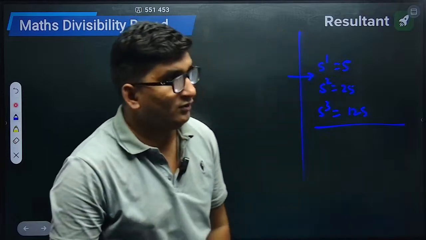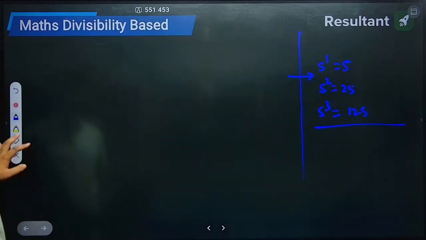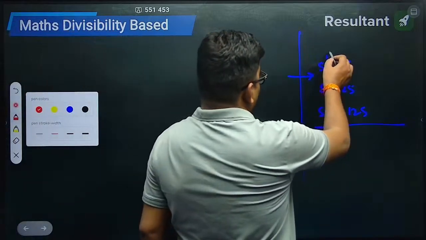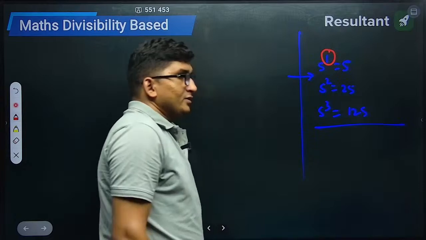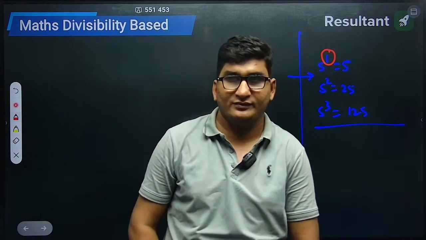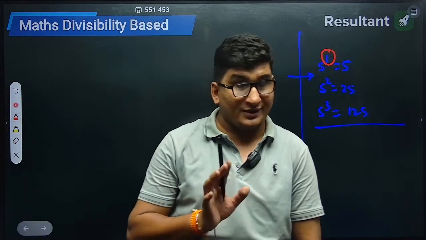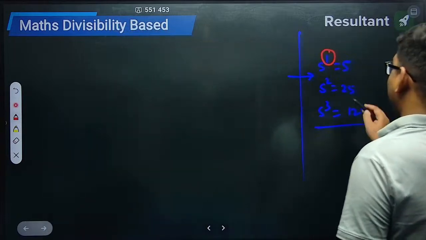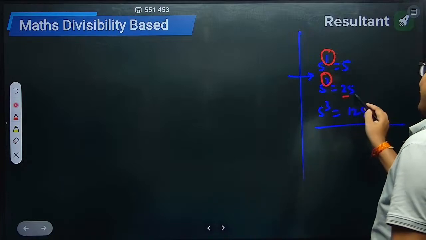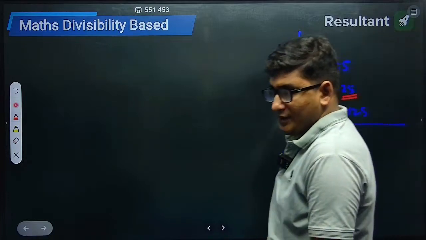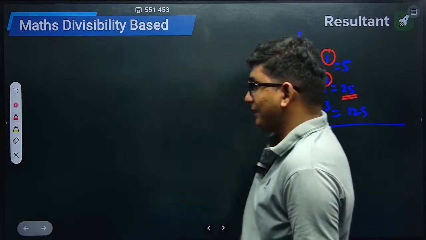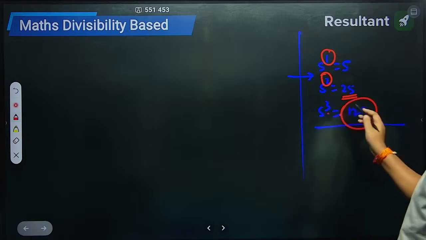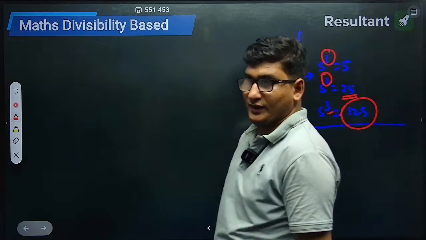How? If the last digit of any number is divisible by 5, the whole number will be divisible by 5. If the last digit is not, the whole number cannot be. So you can say one thing here. If the last two digits are divisible by 25, the whole number will be divisible by 25. If the last three digits are divisible by 125, the whole number will be divisible by 125.